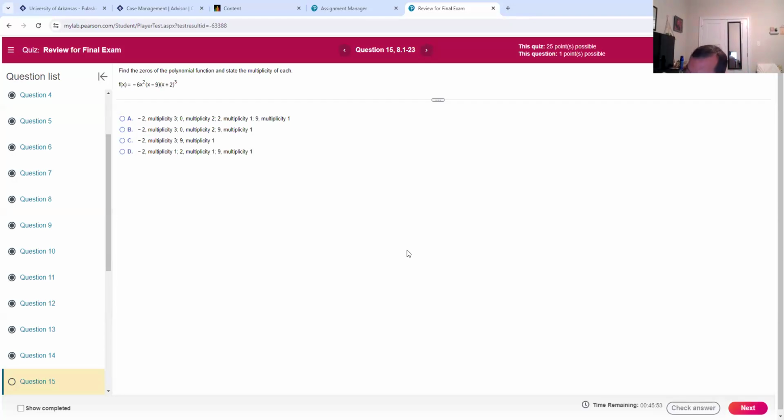All right, y'all, what do we got? F of x equals negative 6x squared times x minus 9 times x plus 2 to the third. So look, they want the zeros and the multiplicities. Okay, so let's go back on that.